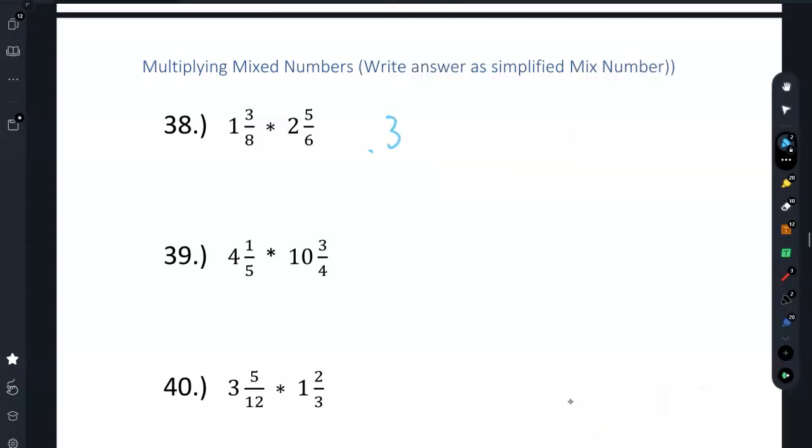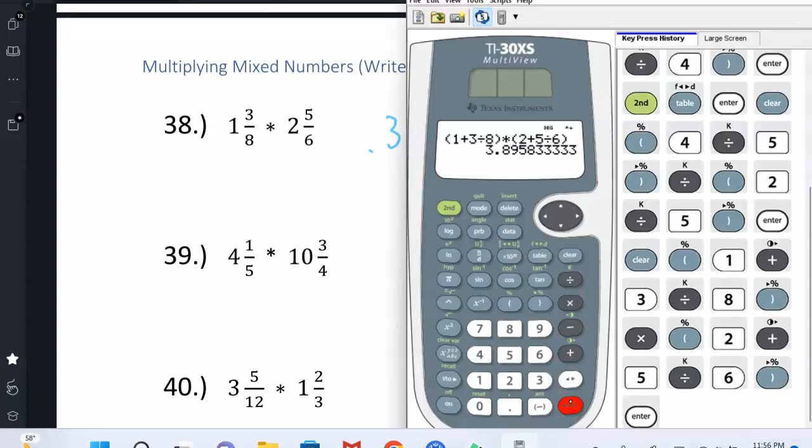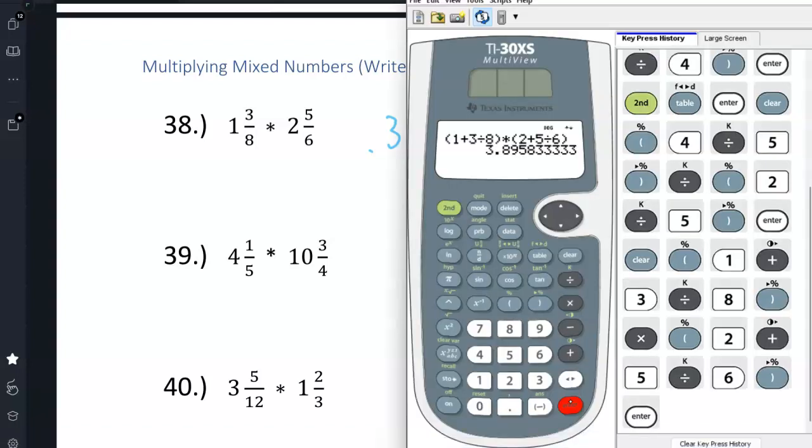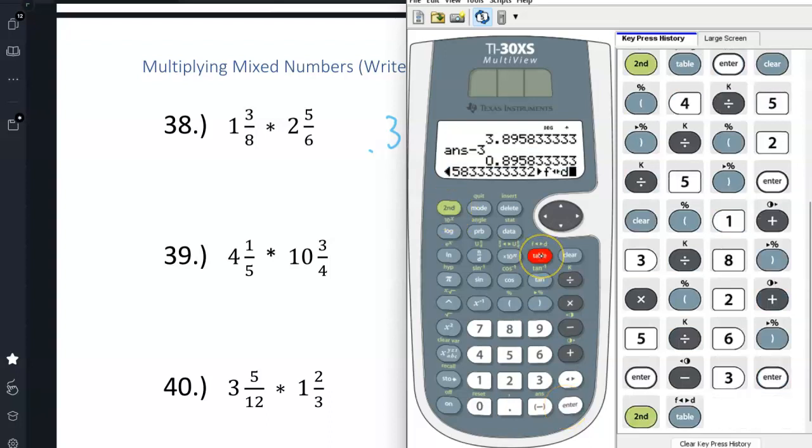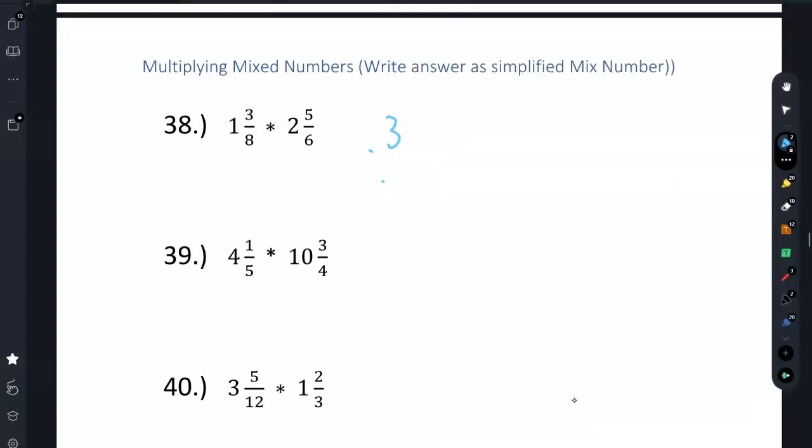All right. And now I just got to figure out how do I convert that decimal part to a fraction. So I'm going to subtract the whole number to get rid of it. And then I'm going to let the calculator turn that new decimal into a fraction, which is 43 over 48. So it's 3 and 43/48.